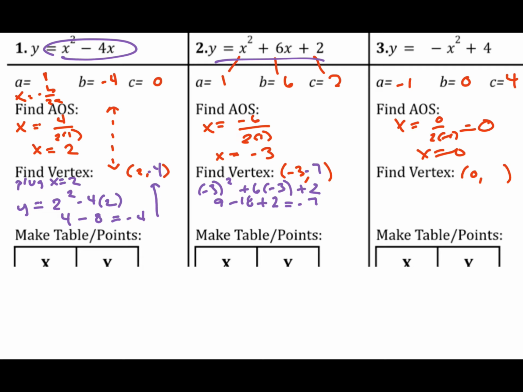Go ahead and pause the video and find the y value of the vertex for number 3. I always love getting to plug in 0. Negative 0 squared plus 4 is still just going to be 4.